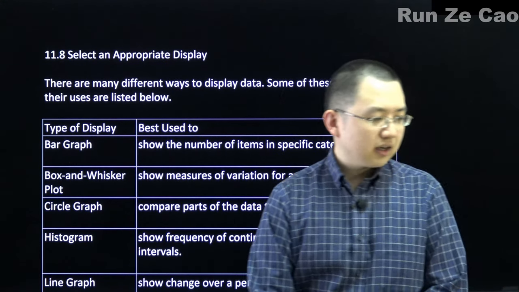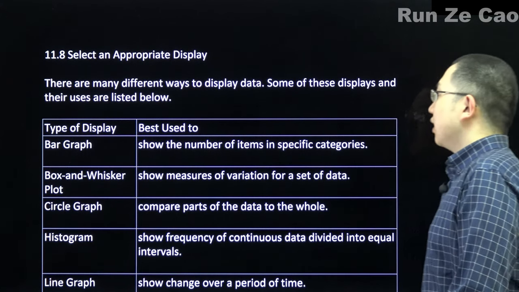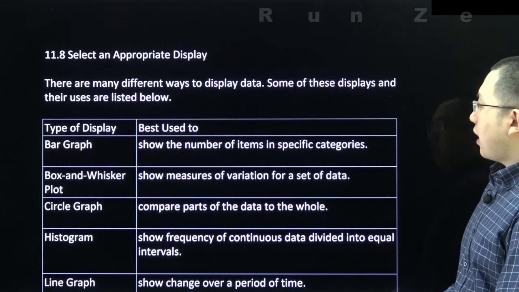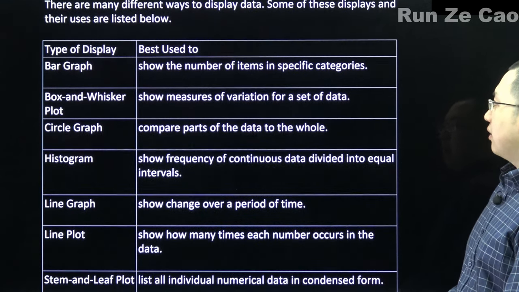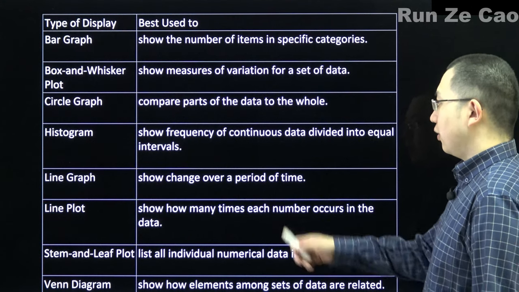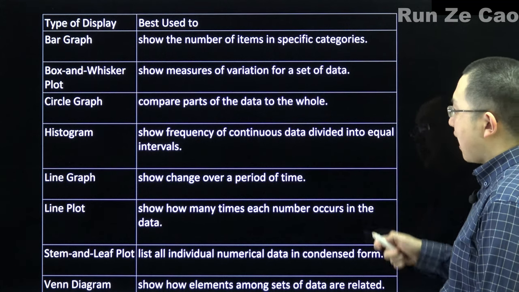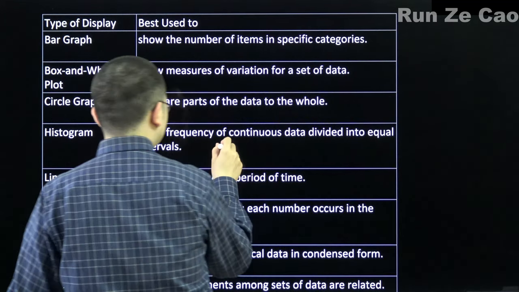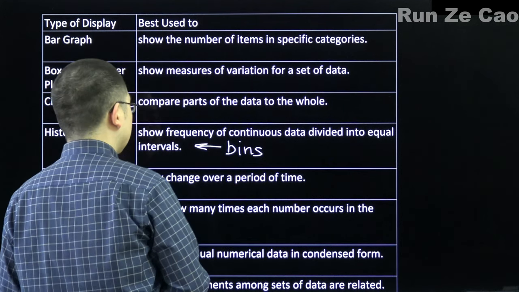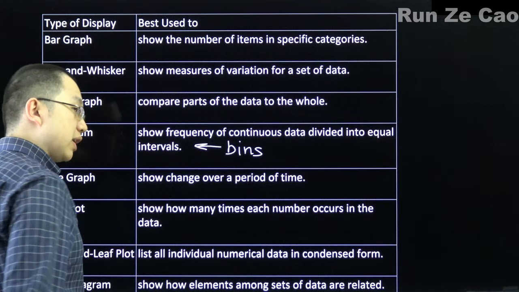All right, let's select an appropriate display, because there are so many ways to display data. Some of these displays and their uses are shown below. A bar graph is used to show the number of items in specific categories. A histogram shows the frequency of continuous data divided into equal intervals, which are also called bins. We also call this binned data, because it's been put into, well, bins.